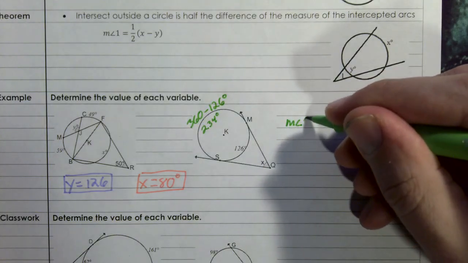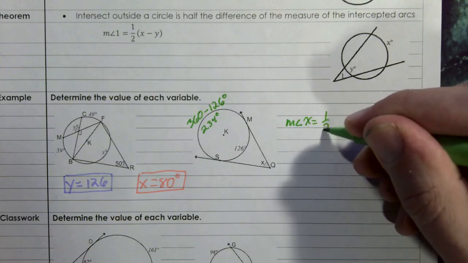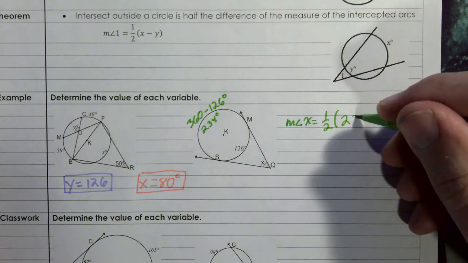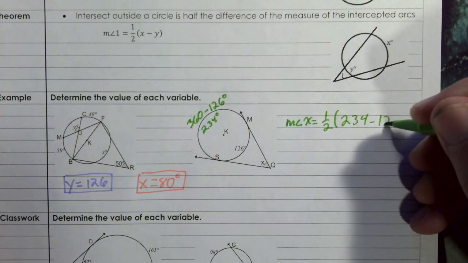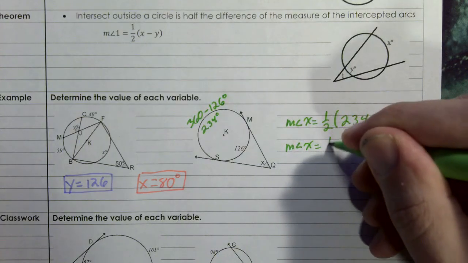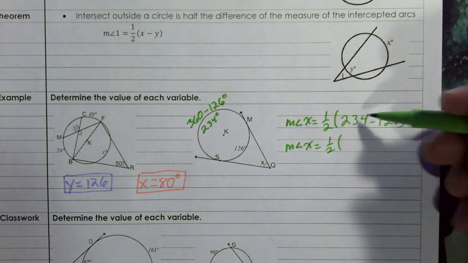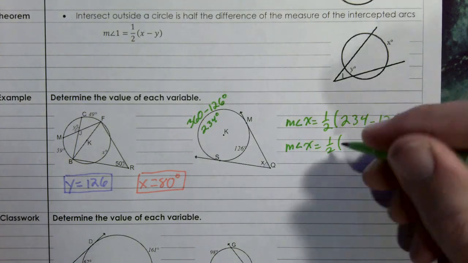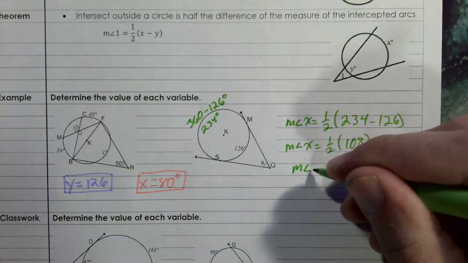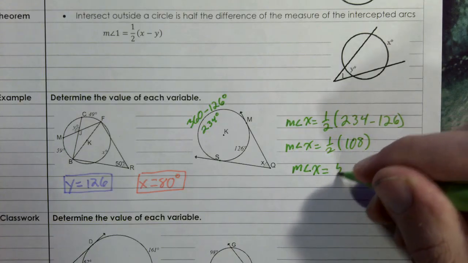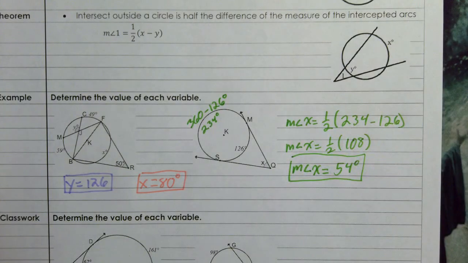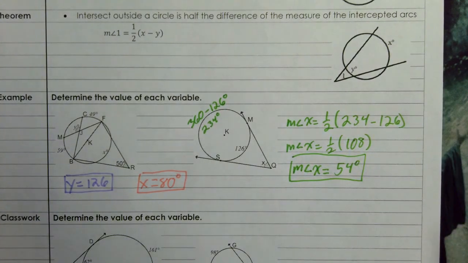So we can find the measure of this angle here. The measure of angle x has got to be 1/2 these two subtracted from each other. So that 234 minus 126. So that means the measure of angle x has got to be 1/2 of 234 minus 126, which is 108. So the measure of angle x equals just 54 degrees. And then that is all done there.